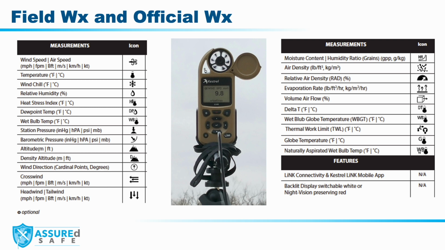A wind meter or anemometer is a device that provides the wind direction and speed. More sophisticated models can also provide atmospheric pressure, humidity, and other weather measurements that can aid the pilot.